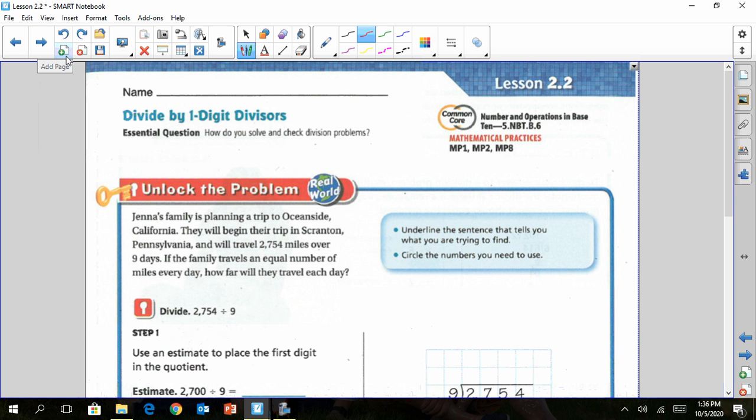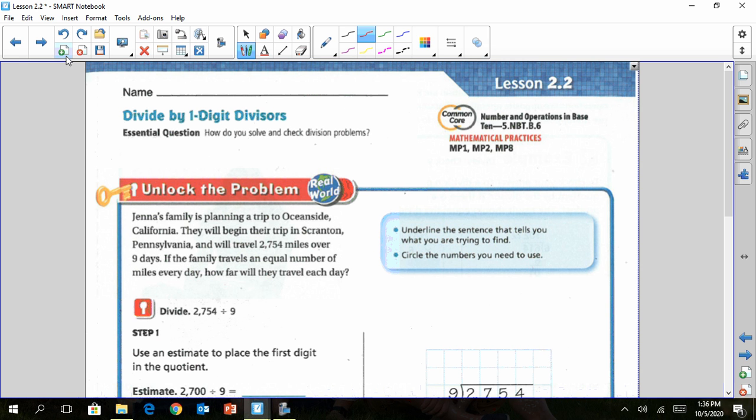Today we're doing lesson 2.2. We're dividing by one-digit divisors. A key, again, to division is making sure you know your multiplication facts. So if you need a multiplication chart, make sure you have that handy as we work through this. But if you're still using a multiplication chart, make sure you are studying those facts, because it's going to be very key in 5th grade to be successful to know your multiplication facts.